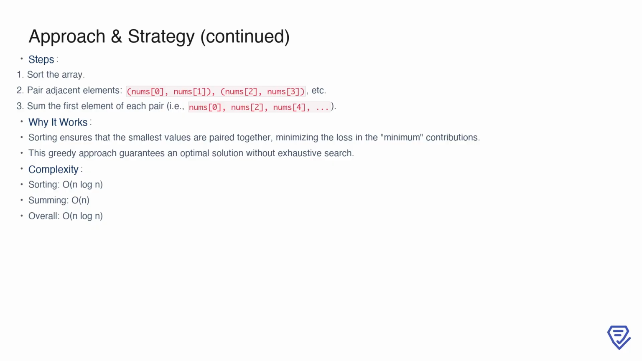Now, why does this work? Sorting ensures that the smallest values are grouped together, which minimizes the loss in the minimum contributions of each pair. This greedy approach is both intuitive and efficient, guaranteeing an optimal solution without needing to exhaustively search through all combinations. In terms of complexity, sorting the array takes O(n log n), and summing the selected elements takes O(n). Overall, this approach runs in O(n log n), making it vastly more efficient than the brute force method.